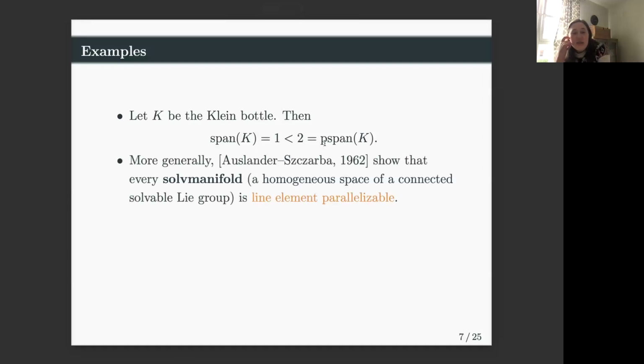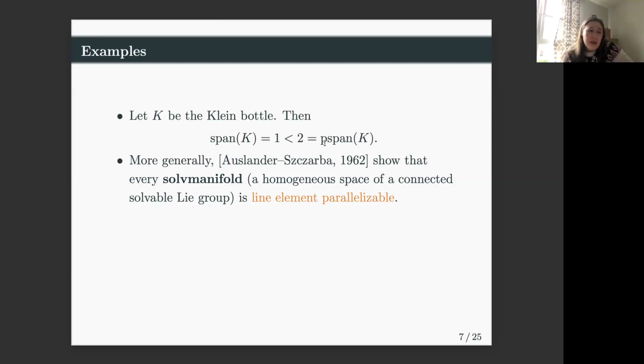If you think of the Klein bottle as a circle bundle over a circle, you can realize the Klein bottle as an instance of something called a solve manifold. I don't really know a lot about these solve manifolds, but what they are is a homogeneous space of a connected solvable Lie group.